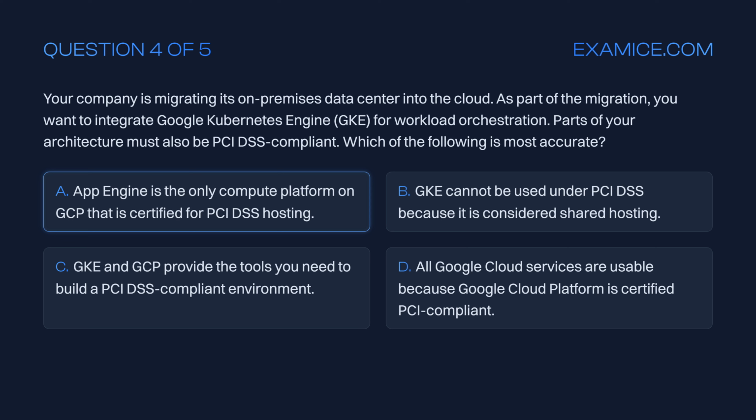Option A. App Engine is the only compute platform on GCP that is certified for PCI DSS hosting. Option B. GKE cannot be used under PCI DSS because it is considered shared hosting. Option C. GKE and GCP provide the tools you need to build a PCI DSS compliant environment. Option D. All Google Cloud services are usable because Google Cloud Platform is certified PCI compliant.